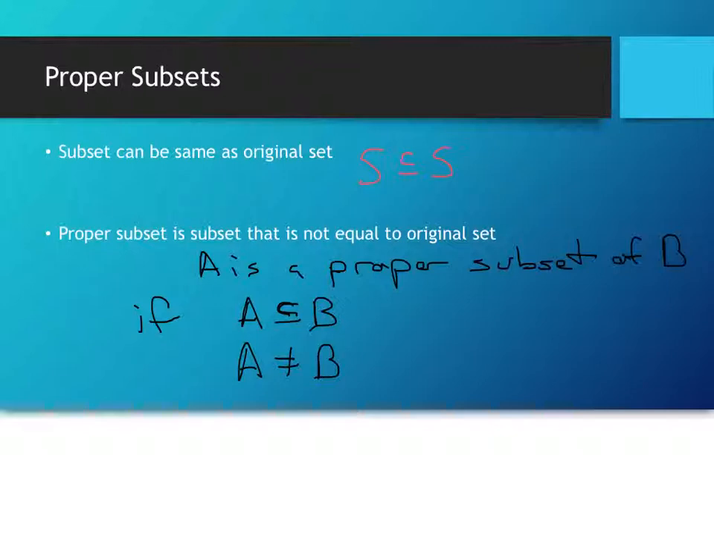Anyways, I just wanted to get that out there. If you ever see the word proper subset, that just means it's a subset, but it's not equal to. Oftentimes we call the set itself and the empty set trivial cases for subsets. So we say proper subset if it is a subset, but it's not equal to.